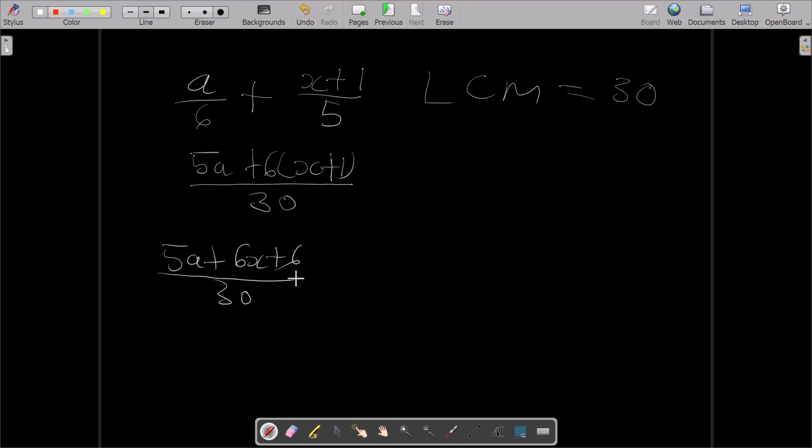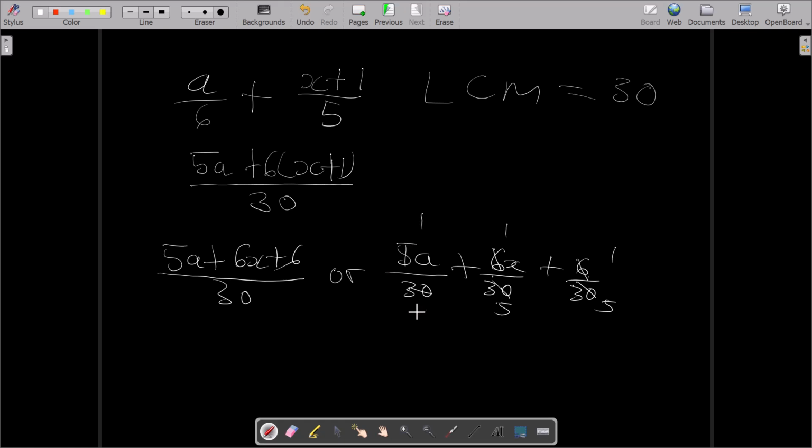So can we simplify this? Yes, we can simplify. How? By dividing by a common number. For example, if you represent this as 5a over 30 plus 6x over 30 plus 6 over 30, it means here it's 1, here it's 5. Here it's 1, here it's 5 again. Here it's 1, here it's 6 again. So the LCM of all this is going to be 30, which is this 30.